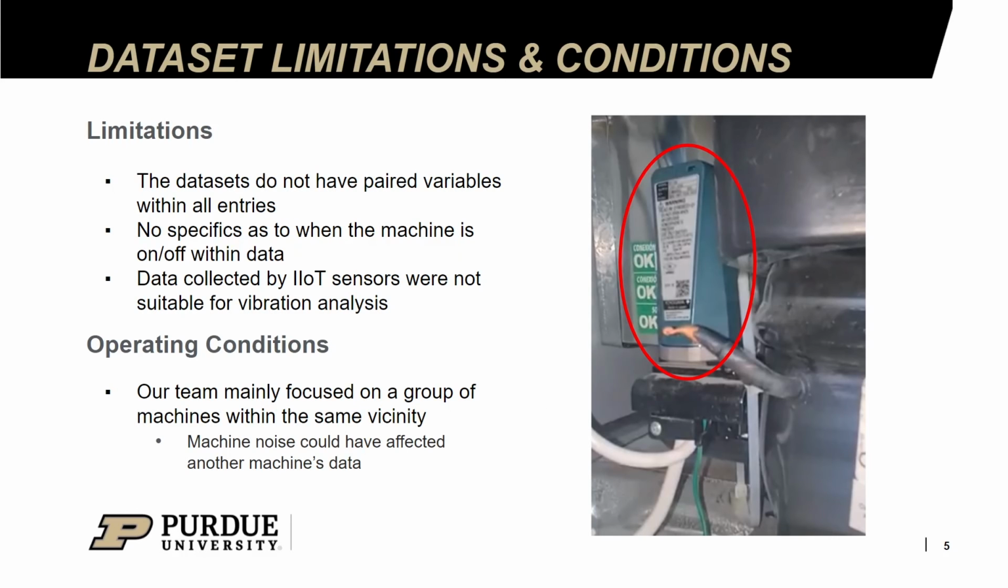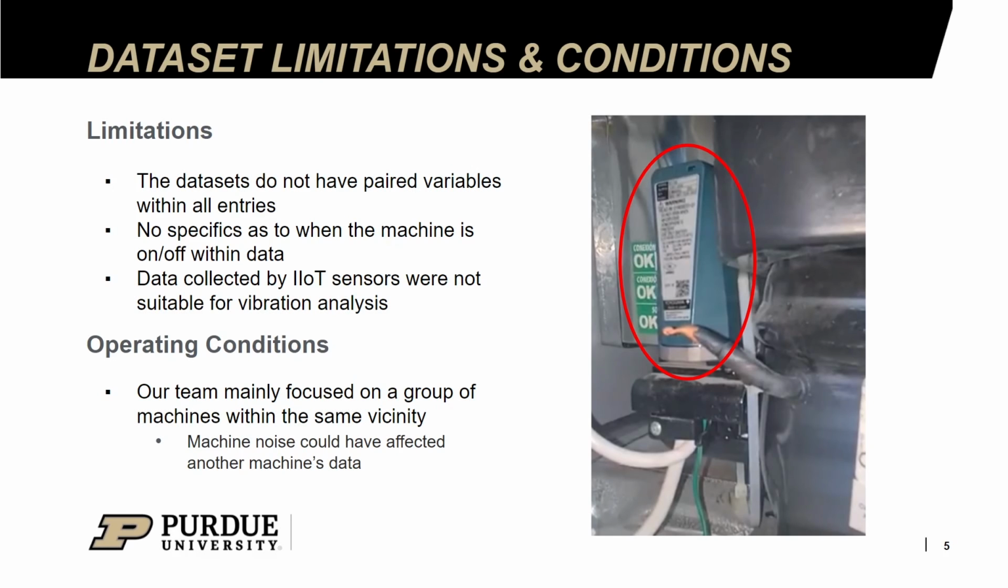Our dataset does have a few limitations and conditions. The limitations start off with the datasets don't have paired variables, so if you have acceleration, you may or may not have that respective acceleration's velocity data or current data, and vice versa. Additionally, there are no specifics as to when the machine is on or off, so we have data when it's off, but we don't know if it's specifically on or off.